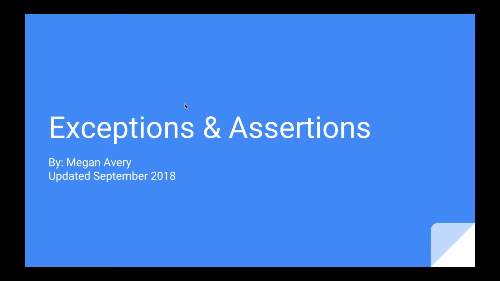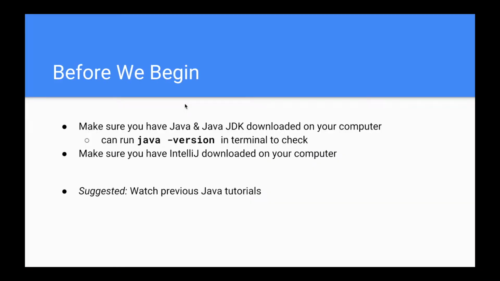This tutorial is going to cover exceptions and assertions. Before we begin, make sure that you have Java and the Java JDK downloaded on your computer. You can check by running java -version in your terminal. Also make sure that you have the IntelliJ IDE downloaded on your computer. We're going to be using this for all of the code examples during this tutorial.